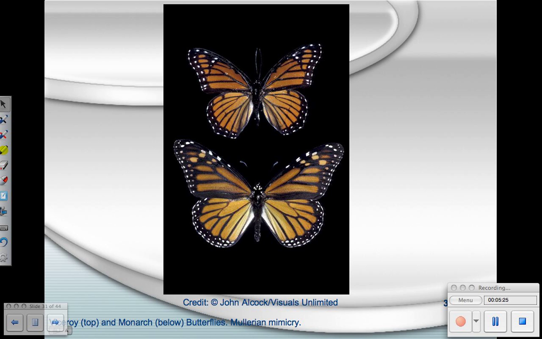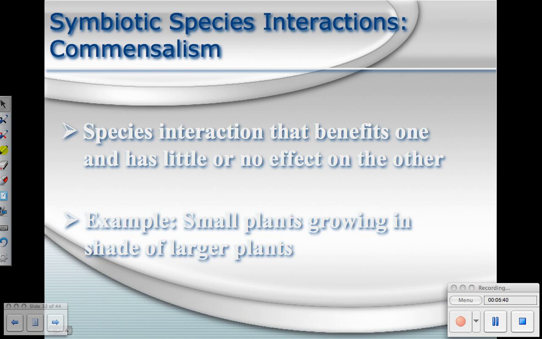So this actually goes back to the idea of predator-prey. So you have two different butterflies, one butterfly being the poisonous one, the other one just being a mimic of it.